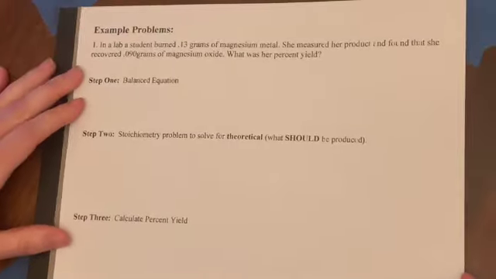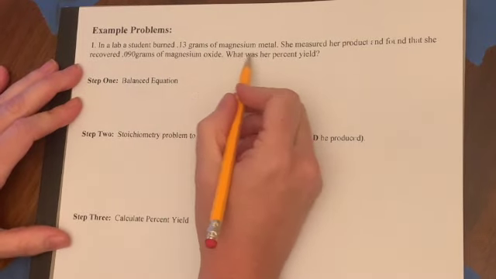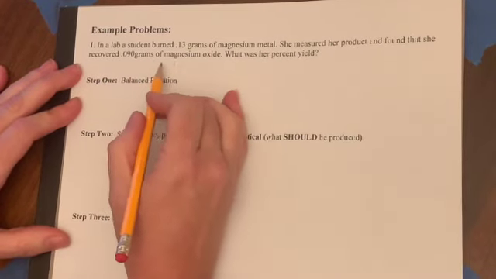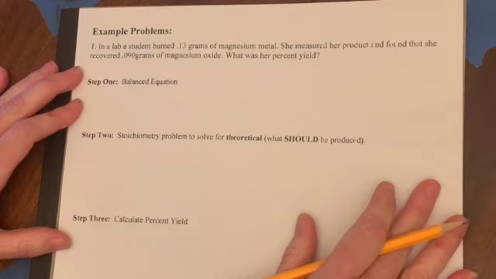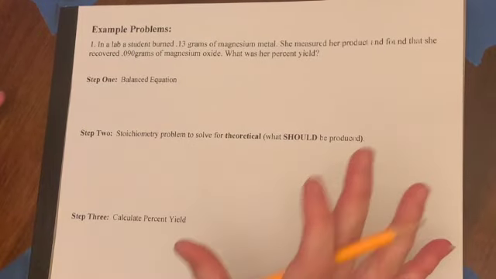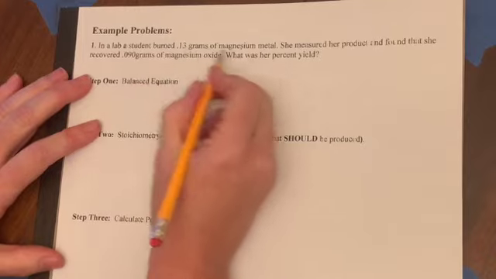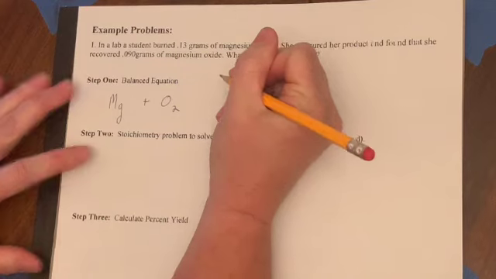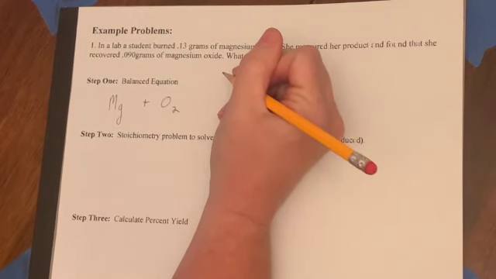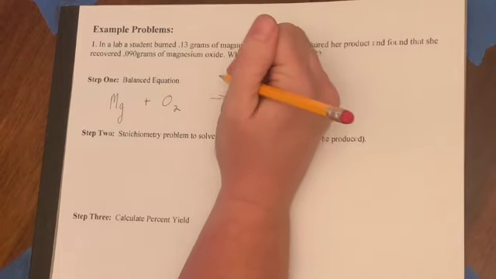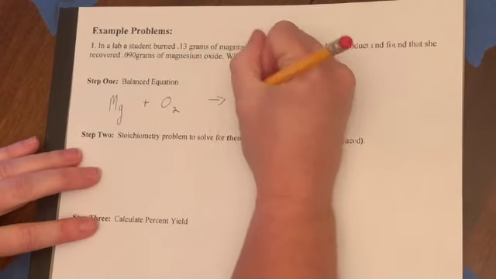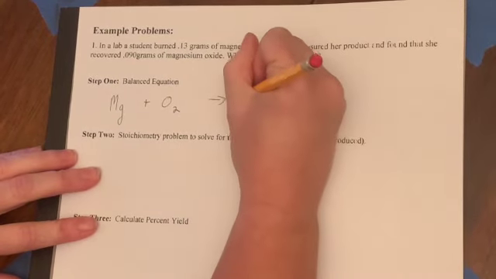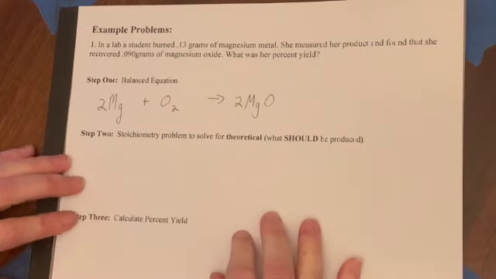Here we go. In a lab, a student burned 0.13 grams of magnesium metal. She measured her product and found that she recovered 0.09 grams of magnesium oxide. What was her percent yield? Well, with any stoichiometry problem, remember we must have a balanced equation. We are burning magnesium. Anytime you burn something, it means you are reacting it with oxygen. This is a synthesis problem, one we've seen before, and you are going to get magnesium oxide. Remember, magnesium is +2, oxygen is -2. I'm then going to balance this. So I have my balanced equation.